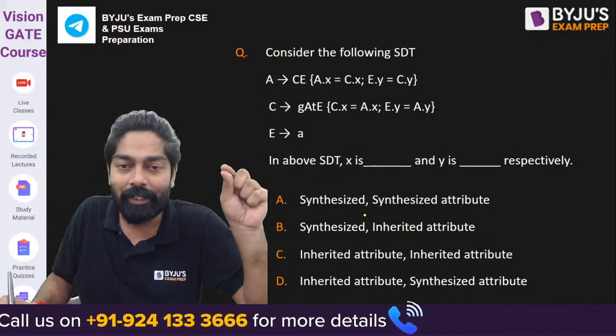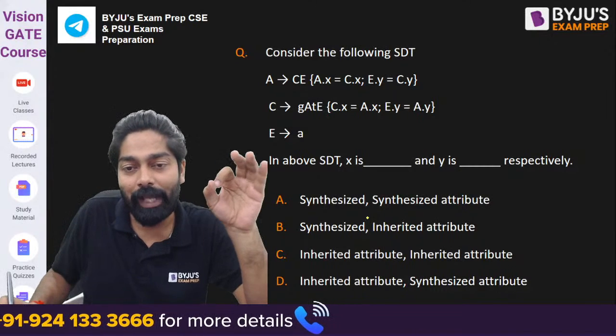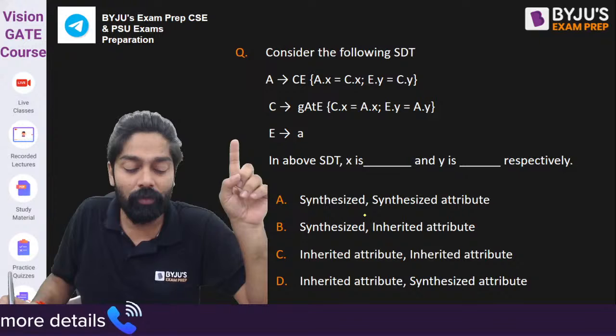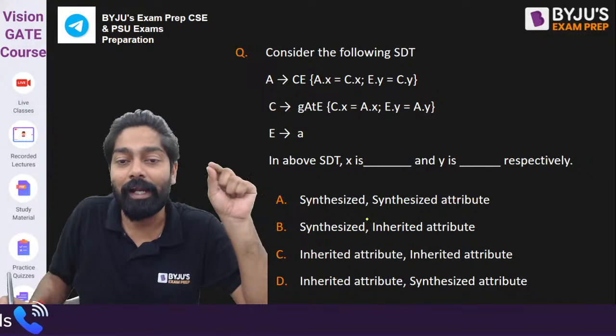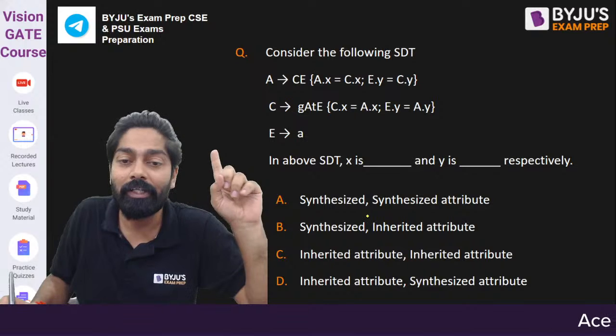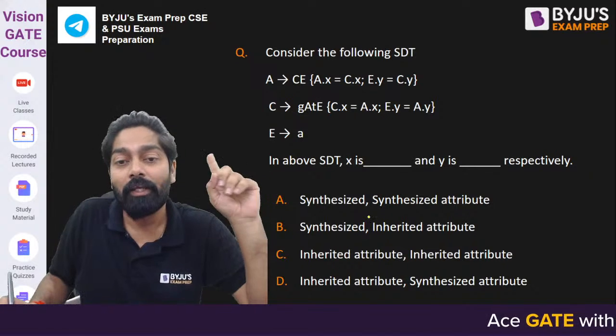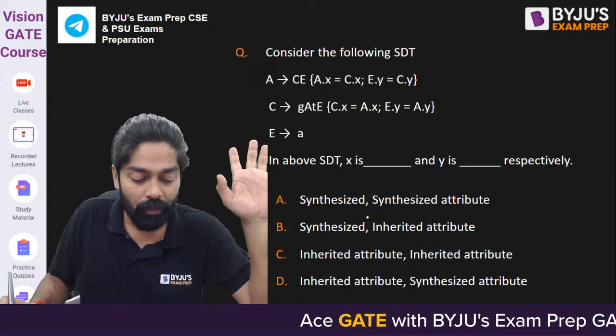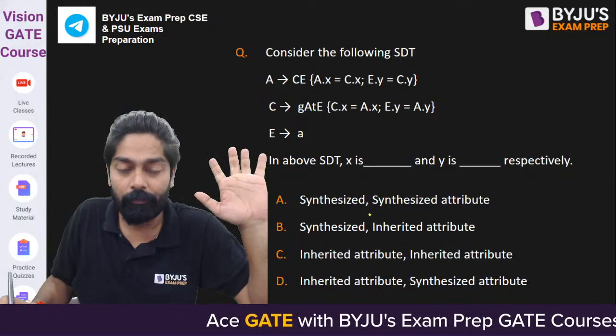Now what is an S-attributed SDT, and what is an L-attributed SDT, my dear friend? S-attributed SDT is synthesized only. And L-attributed is synthesized also and inherited also, but the restriction is that we can only get the value from the parent or the left sibling only. Or from the left sibling only.